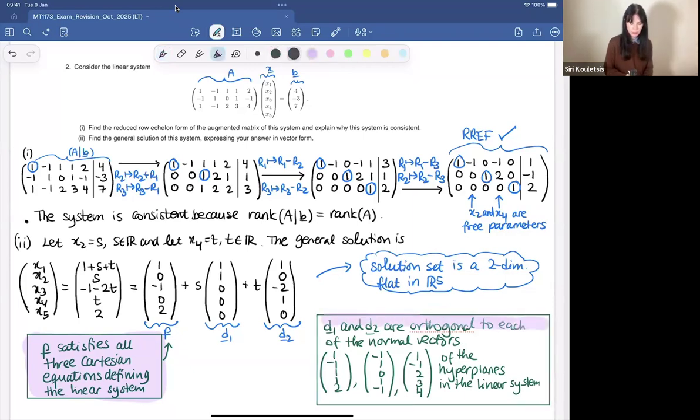Okay. And when we say that D1 and D2 are orthogonal, how do we check that? That means that the dot product of D1 with each of these normals is 0. So D1 dotted with this vector will give you 0. D1 dotted with this normal will give you 0. And D1 dotted with the third normal here will give you 0. Similarly for D2 dotted with each of these normal vectors in turn. So this way, it's very quick to check your answer.